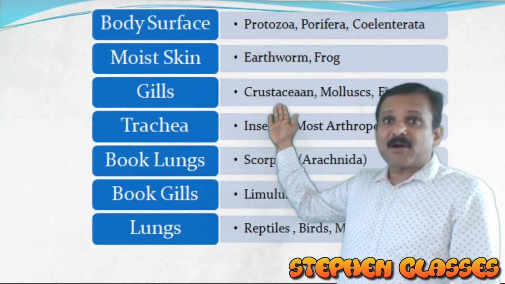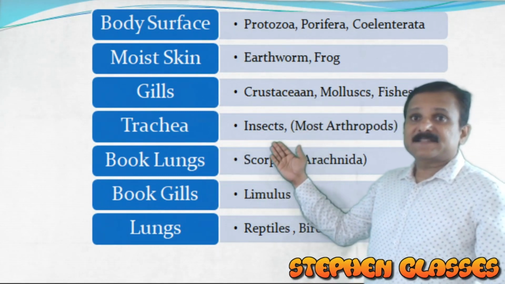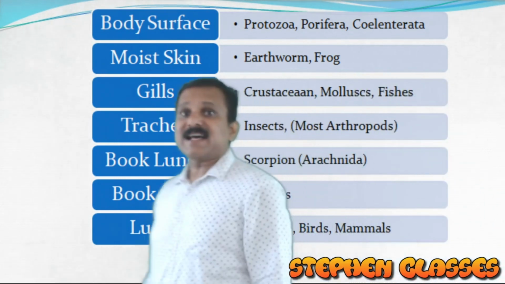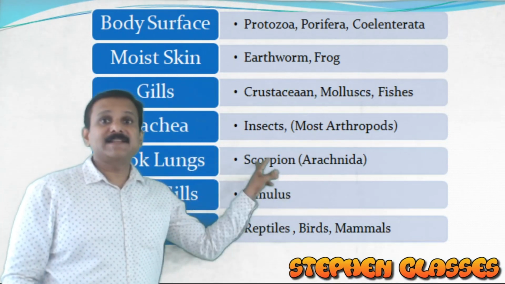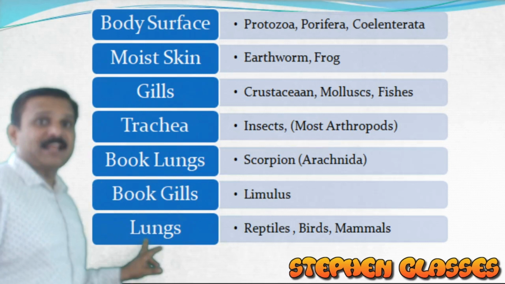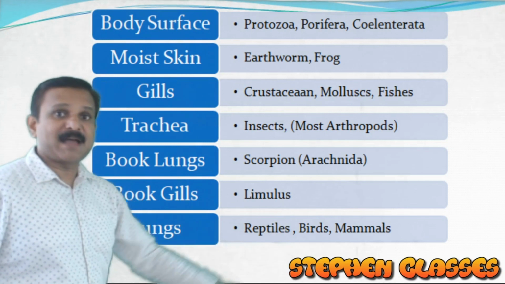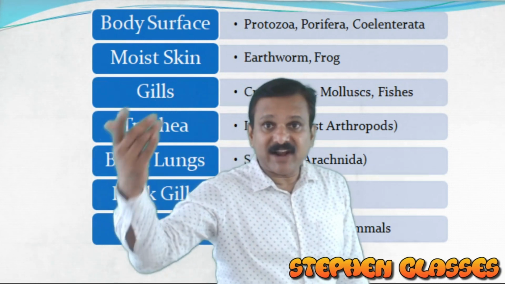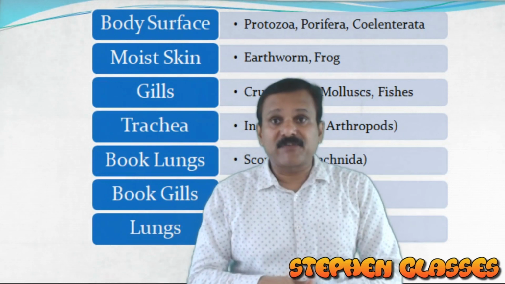What about gills? Gills are found in crustaceans, mollusks and fishes. Trachea are found in insects, and in most arthropods you can see trachea. What about book lungs? Book lungs are applicable for scorpion, coming under the group Arachnida, belonging to phylum Arthropoda. Book gills are found in Limulus, and finally lungs are found in reptiles, birds and mammals. So these are the different types of respiratory organs found in different animals. You should learn all these examples by heart.